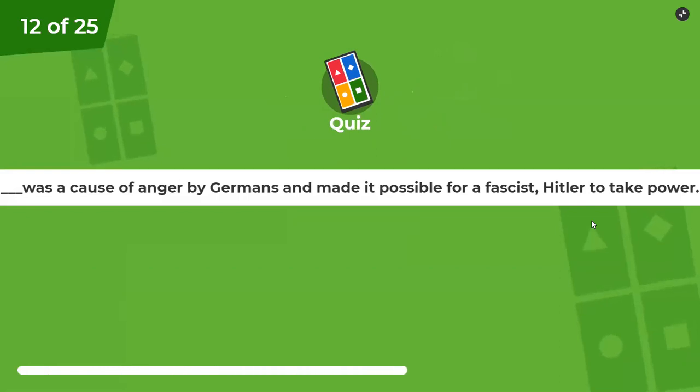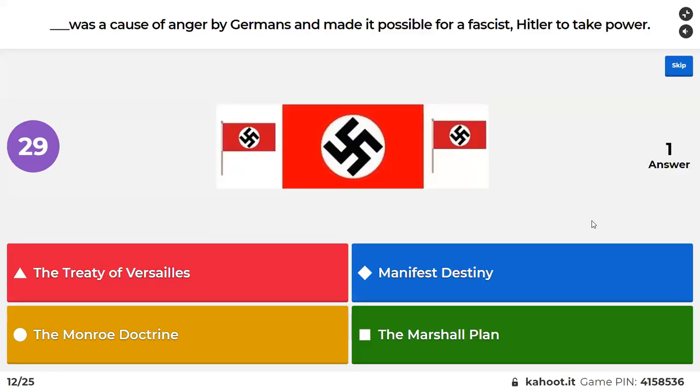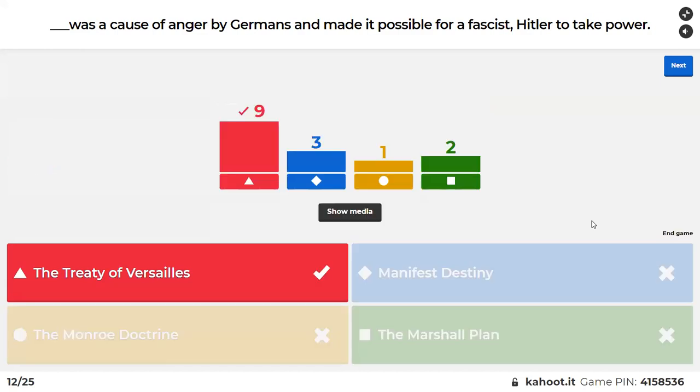What cause of anger by Germans made it possible for a fascist like Hitler to take power? Treaty of Versailles, very good. Treaty of Versailles is what causes that.